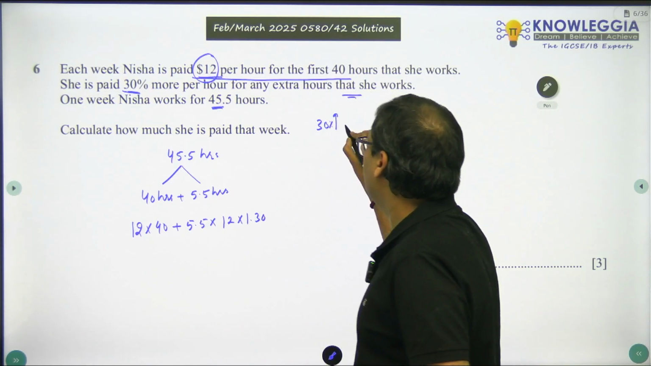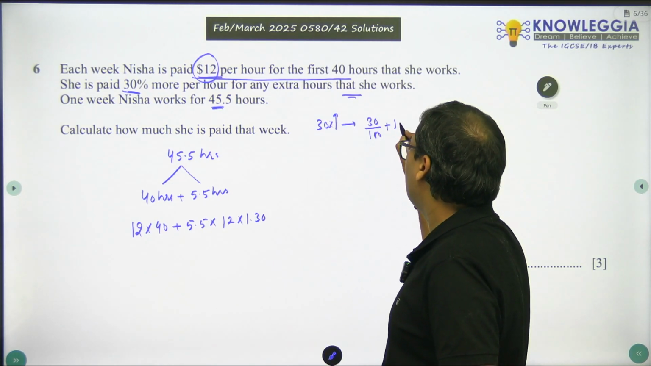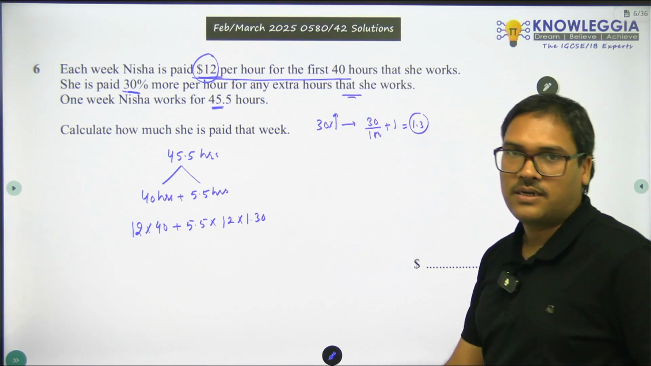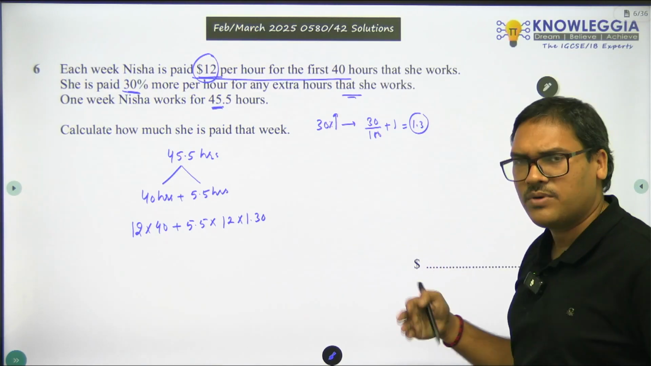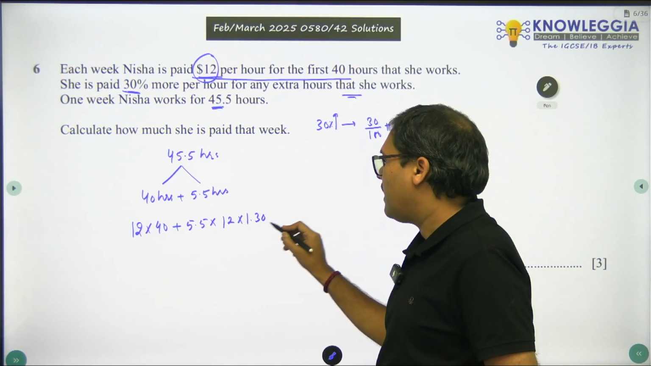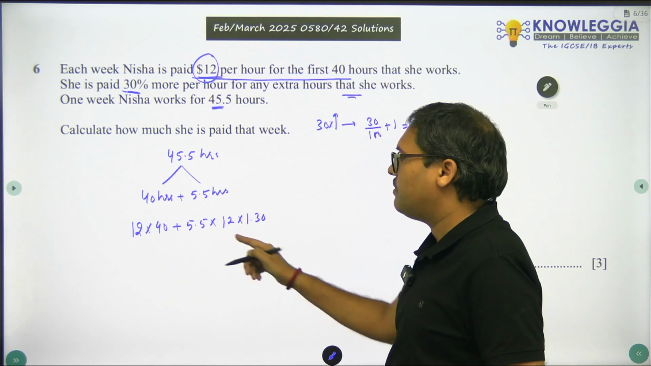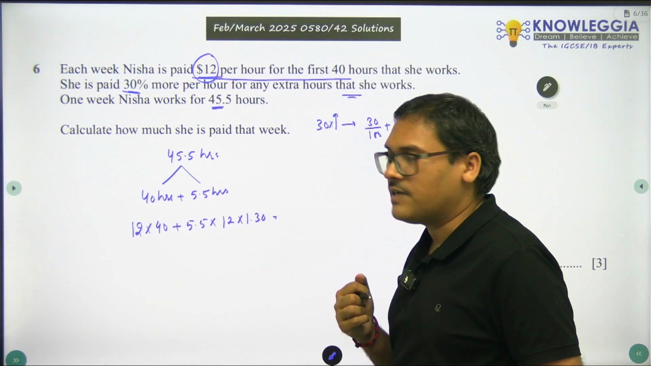A 30% increase is effectively 30 by 100 plus 1. That is 1.3. Right? 100% plus 30%, which is 130%. So 130 divided by 100 is 1.3. Okay, 1.3, right? So that is multiplied, and this is for 5.5 hours. This is the pay. So what is this value? This is the final pay which will be given to Nisha.